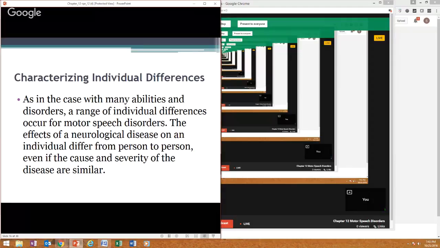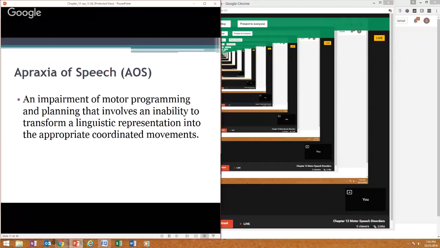Characterizing individual differences. As is the case with many abilities and disorders, a range of individual differences occurs for motor speech disorders. The effects of a neurological disease on an individual differ from person to person, even if the cause and severity of the disease are similar. Next, we'll look specifically at acquired apraxia of speech. This is an impairment of motor programming and planning that involves an inability to transform a linguistic representation into the appropriate coordinated movements.